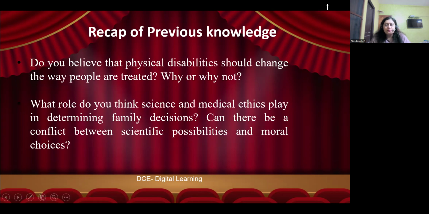The next question: do you believe that physical disability should change the way people are treated? Why or why not? Well, India is mainly a patriarchal society, but we are also a very judgmental society. I think not only India, most people are judgmental all over the world. People with physical disabilities are always marginalized in societies. It is as if their disability is something that they are held responsible for.